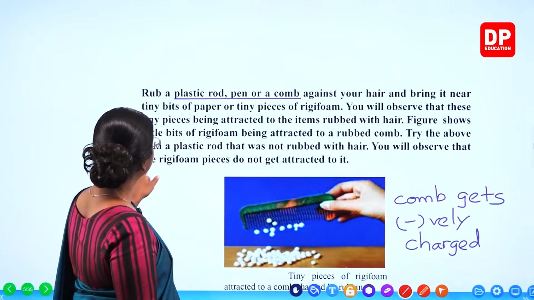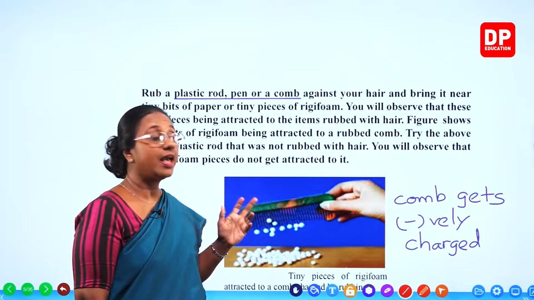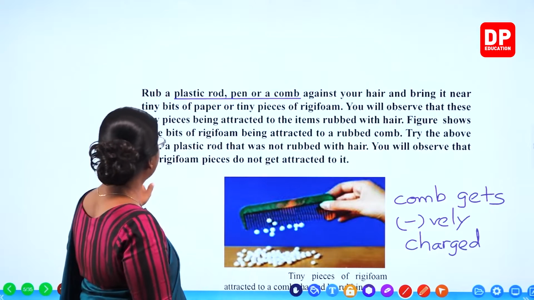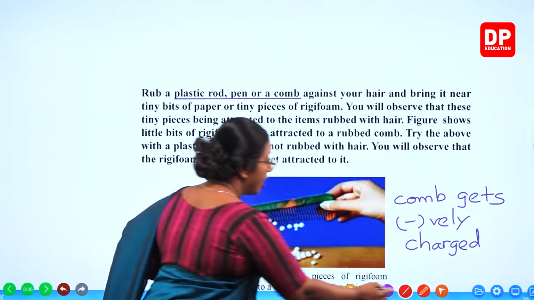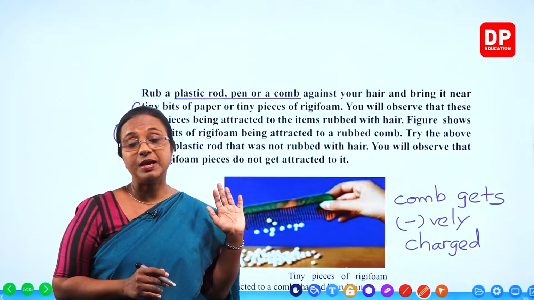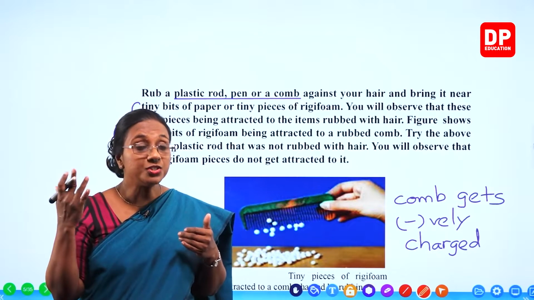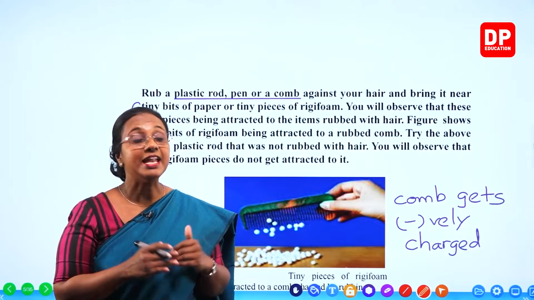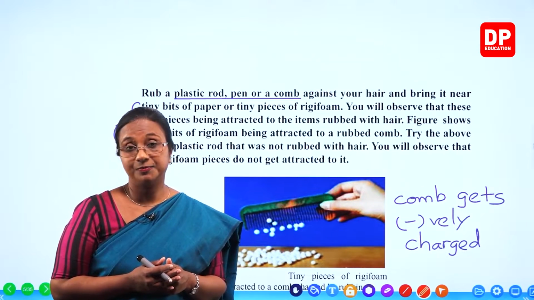Try the above with a plastic rod that was not rubbed with hair. There you will observe that the Regiform pieces do not get attracted to it. If you don't rub it with your hair, then pieces of paper or pieces of Regiform do not get attracted. But once you rub it on your hair, then you will see the pieces getting attracted.